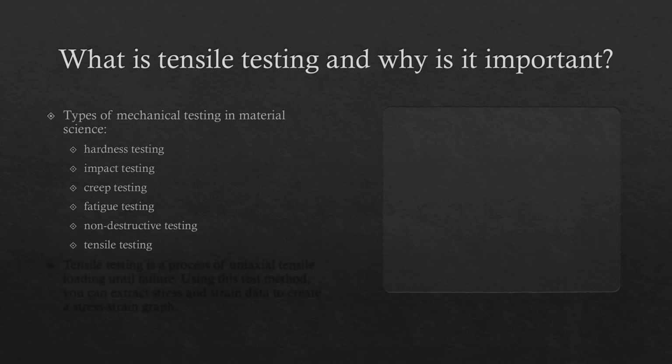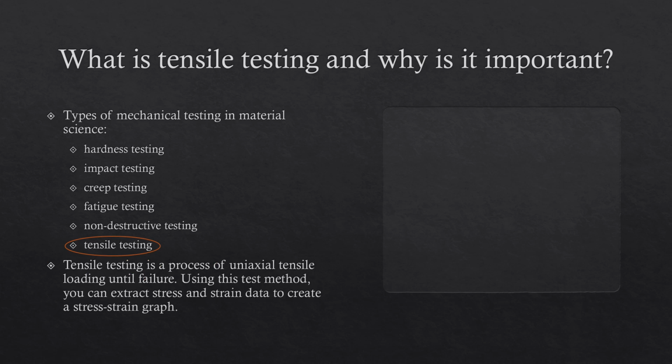Well, first, let me inform you on the methods of mechanical testing in material science. We have hardness, impact, creep, fatigue, non-destructive, and tensile testing. The testing method in focus for this research is tensile testing. This method utilizes uniaxial tension loading to induce deformation on a given specimen. These specimens can be several different geometries, but the most common is the typical dog bone specimen.